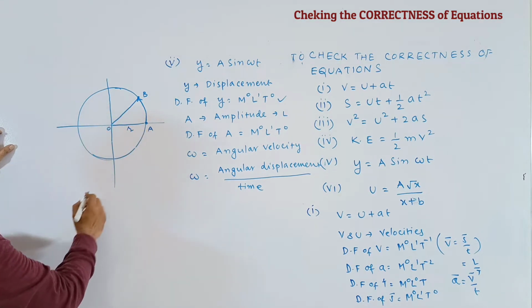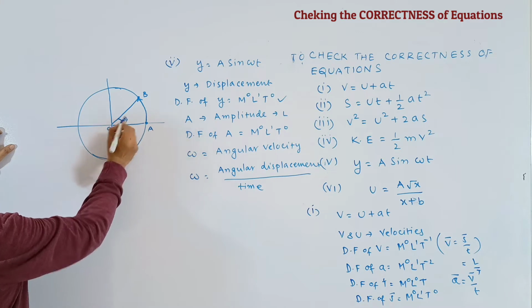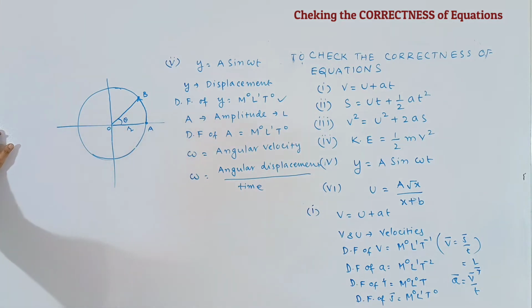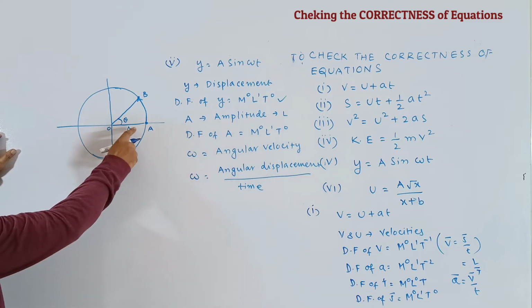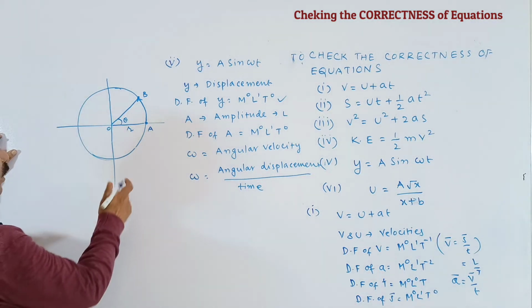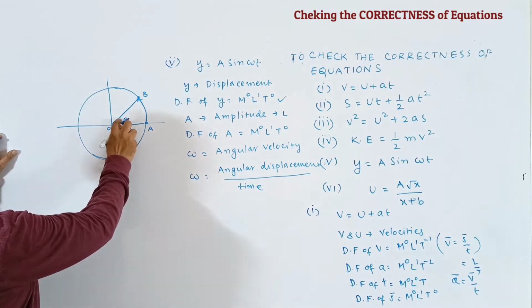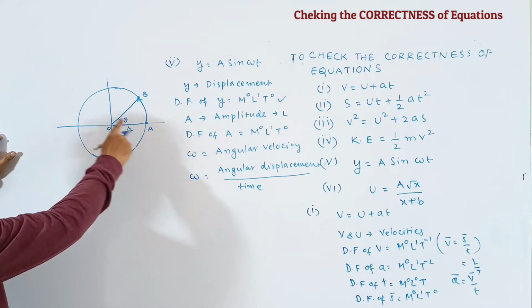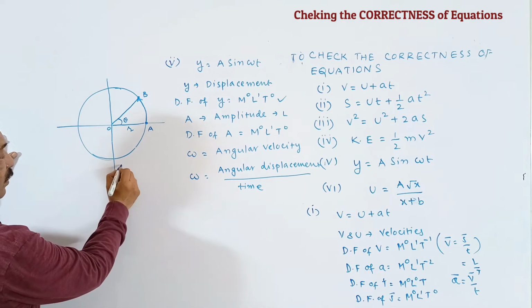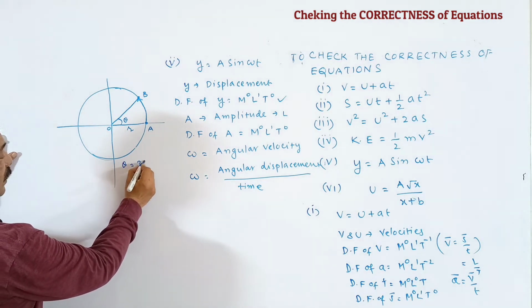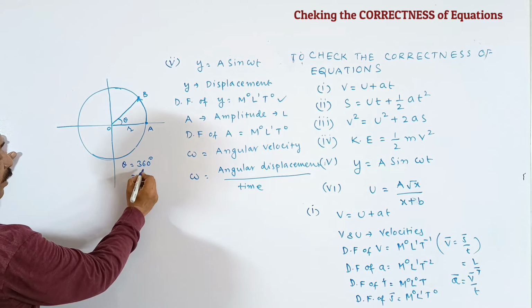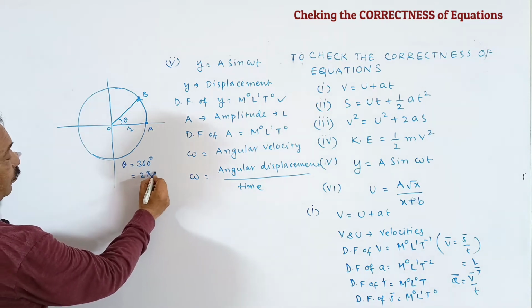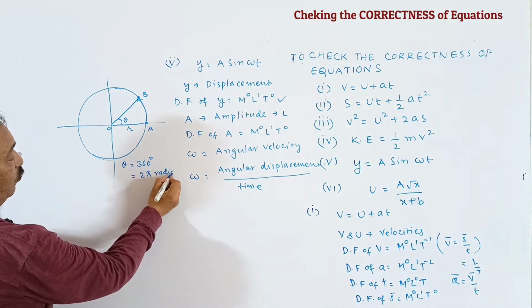Okay, students. Theta is known as the angular displacement. And here it is 90 degrees, one more 90. In a circle, the sum of all the angles is equal to 360, and this theta is equal to 360. 360 can be written as 2 pi radian.